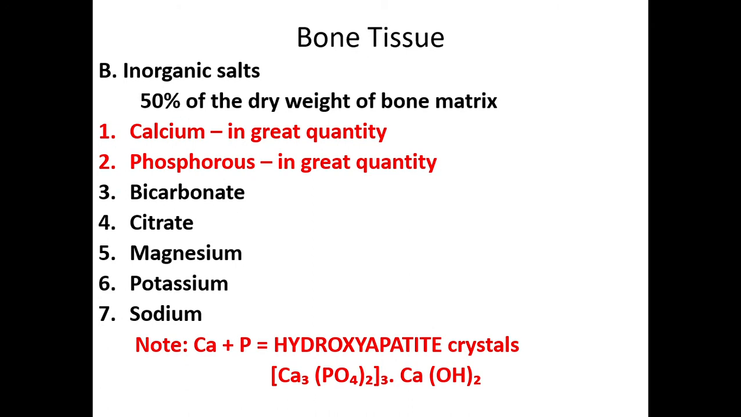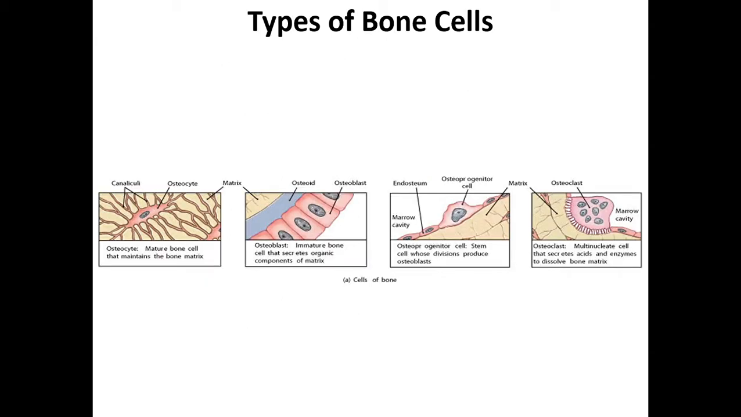Then we have 50% of the dry weight of bone matrix are inorganic salts. The biggest concentration will be calcium and phosphorus. If the two combine, a chemical compound is formed. We have the hydroxyapatite crystals, and we have the formula below. Then aside from the two, we have bicarbonates, citrate, magnesium, potassium, and sodium. All of these inorganic salts are the minerals of the body, and they contribute to internal homeostasis.